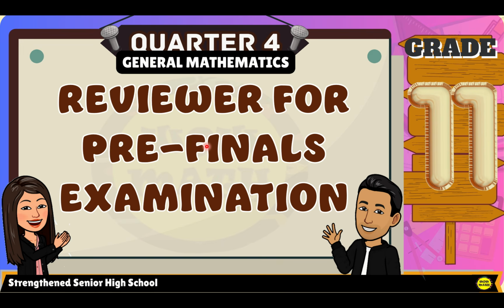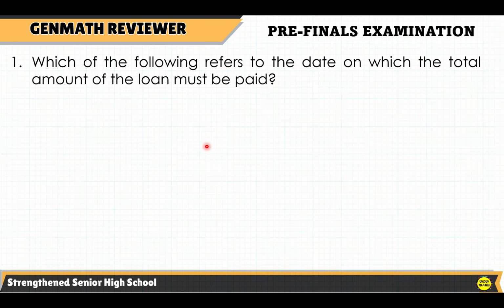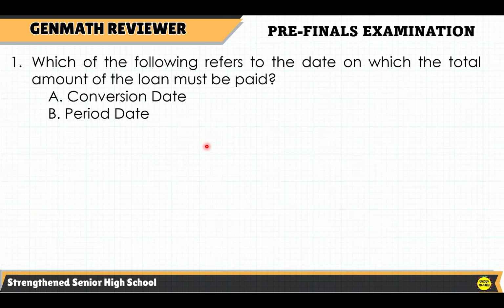So, in this video, I will give you 10 items as your reviewer for the incoming pre-finals examinations. So, for question number one, which of the following refers to the date on which the total amount of the loan must be paid? A. Conversion date. B. Period date. C. Maturity date. D. Origin date.